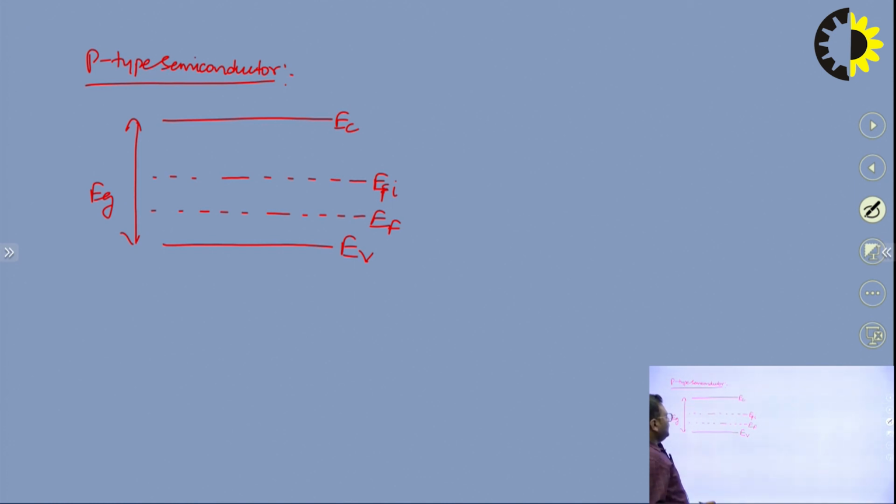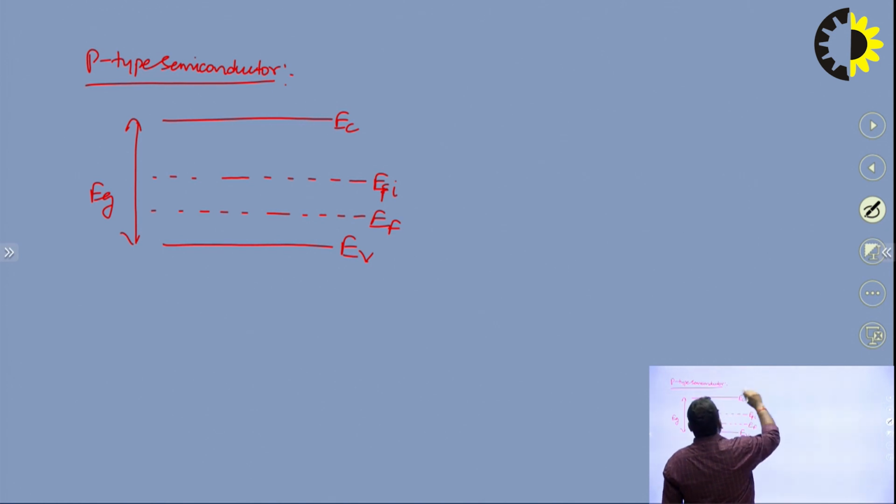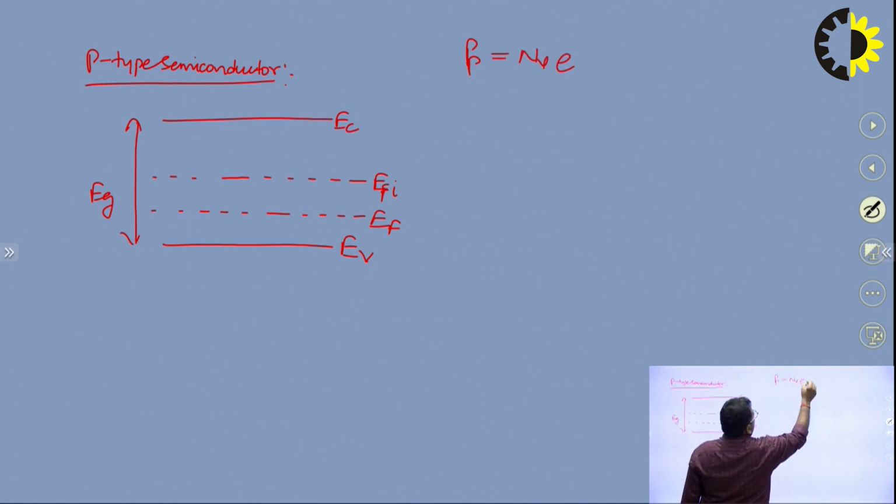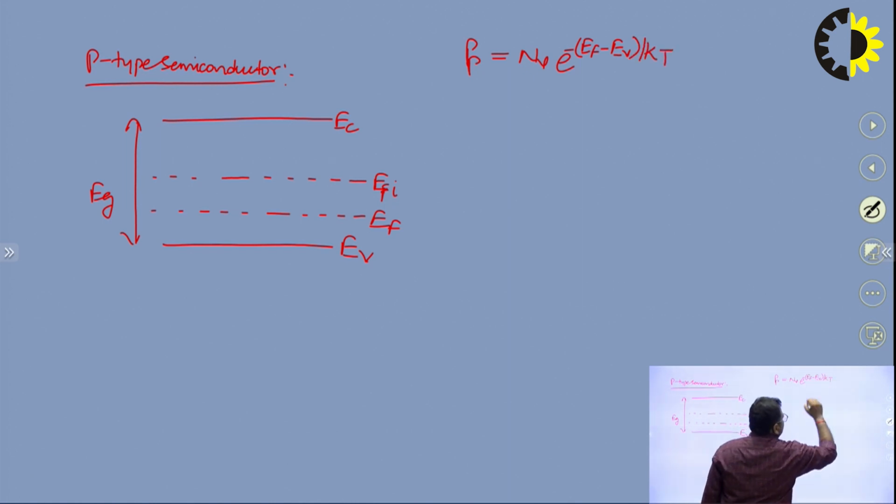Clear? Now we need the concentration of holes, because it's a p-type semiconductor. Here we should take the concentration of holes, not the concentration of electrons, because in p-type semiconductor the holes will be the majority charge carriers, right. So we are talking about the concentration of holes in p-type semiconductor, which we can write as pp. So pp will be equal to Nv e to the power minus (EF minus EV) upon kT, right.